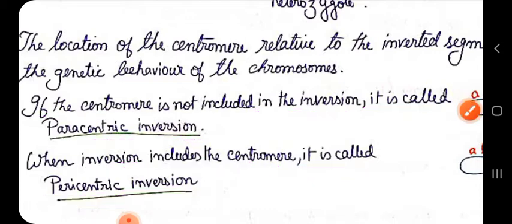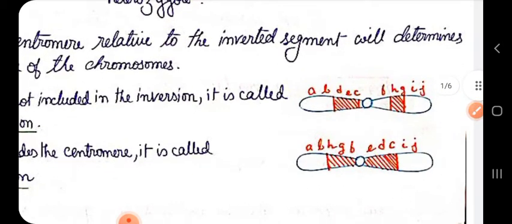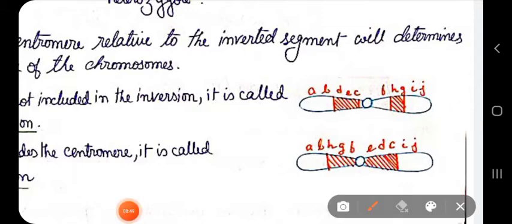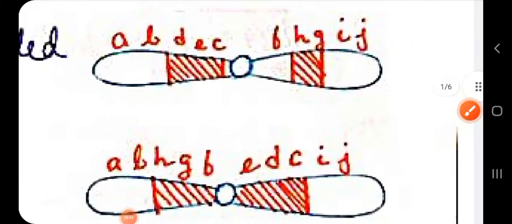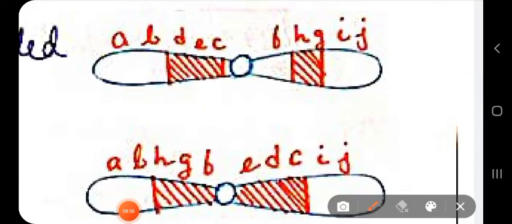Just look at the diagram to clarify your doubt. In paracentric inversion, you can see the inverted segment. See the above figure, okay? One inverted segment occurs in this region, and another inverted segment occurs in this region, right? But these inverted segments do not include this centromere, which joins the two arms of the chromosome.